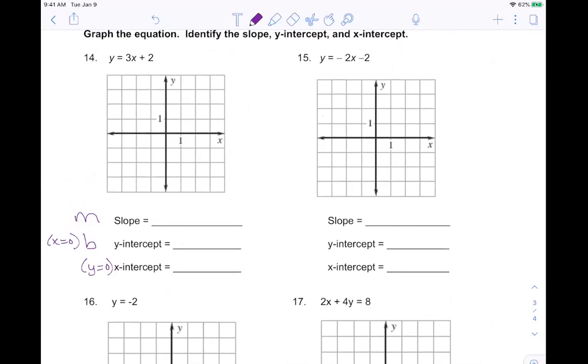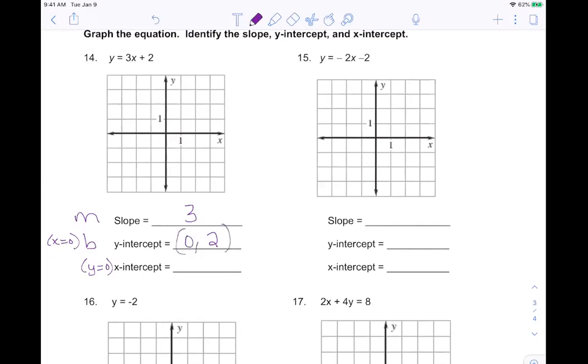So in number 14, it wants you to graph the equation. It wants you to identify the slope, the y-intercept, and the x-intercept. And I'm actually going to identify the stuff first, and then we'll graph it. So, Valerio, what would the slope be of number 14? 3. The y-intercept is 2. How would we typically write a y-intercept? Since it's a point on the graph, how could I write that? 0, 2. Yeah, 0, 2.